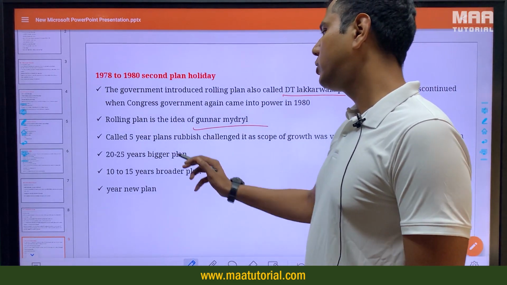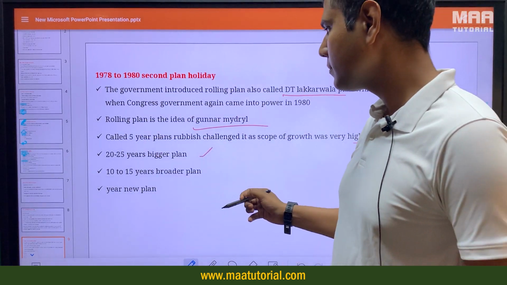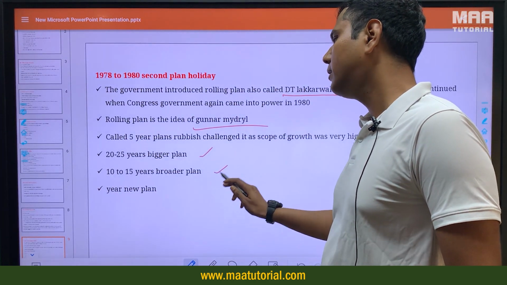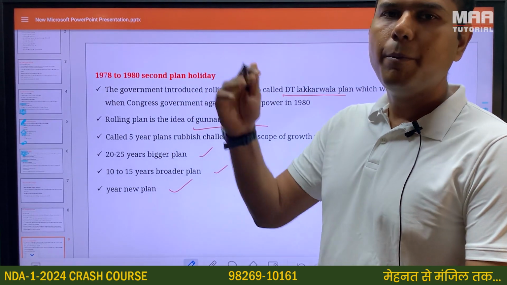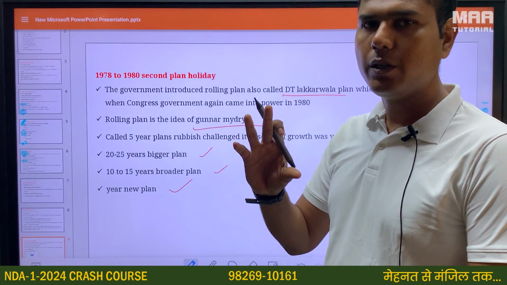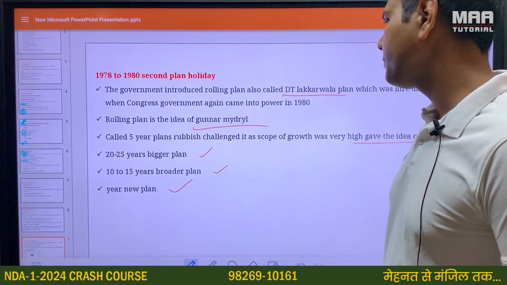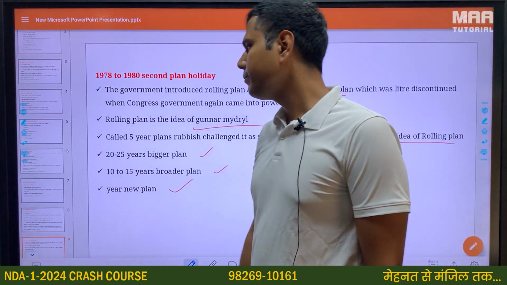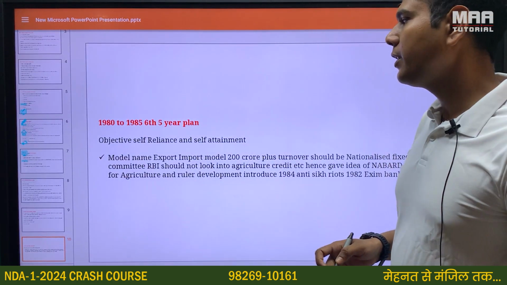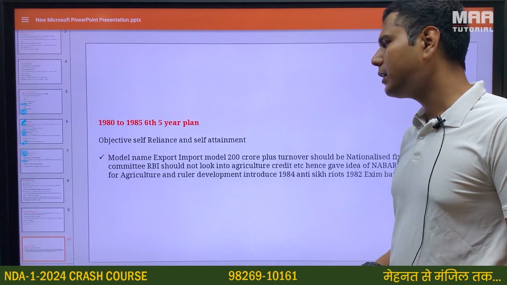So he suggested that there should be a 20 to 25 year bigger plan, that is a vision plan, a 10 to 15 year broader plan, and a yearly plan. So have a vision for 20 to 25 years, break it down into 10 to 15 year smaller segments, and yearly have plans and objectives and implement them. So this plan was introduced for these 2 years, and because of political instability, this government couldn't continue its tenure. And in 1980, again the Congress government came into power. They started their own 5-year plans again.